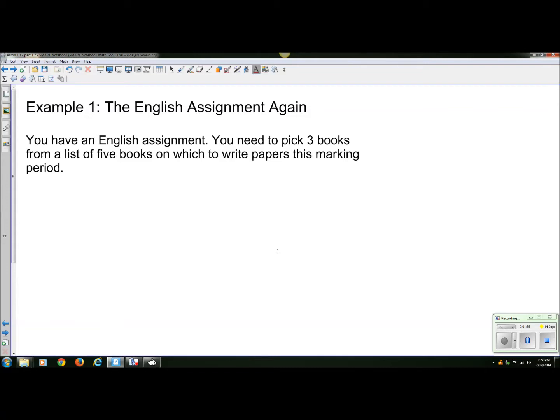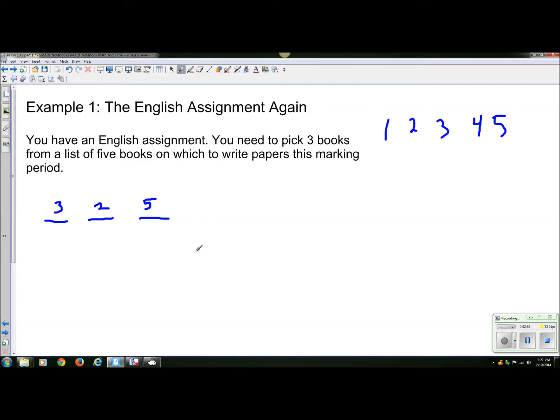Here I'm asking you to choose 3 books from a list of 5 books and write papers on all of them. This is a combination situation because you are writing papers on all 3 of the books. I'm going to call my books different things. I'll call them Book 1, Book 2, Book 3, Book 4, and Book 5. And then I'm taking 3 of them, so I'm going to put 3 slots out there for me to put the books into. And here's just a possible selection of books. I could choose Book 3, Book 2, and Book 5. Why not?